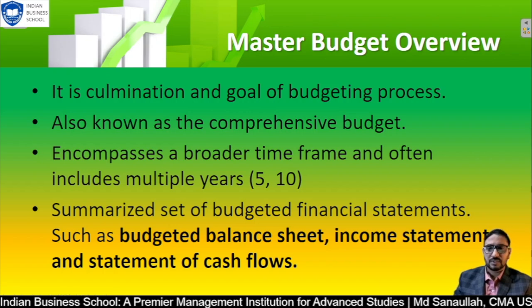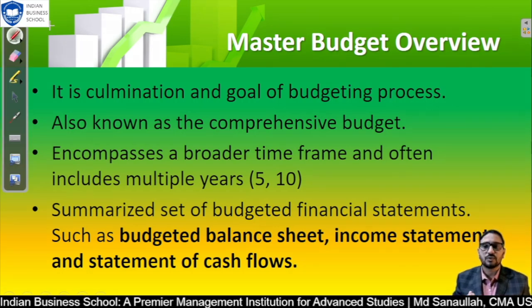First of all, we will discuss a few important points with regard to the master budget. What is a master budget? This is a collaborative goal for a budgeting process, also known as a comprehensive budget. Comprehensive budget means detailed budget, but I would say only the annual budget will be very detailed, and the rest of the budgets will be based on assumptions. We will see about this in a later topic.